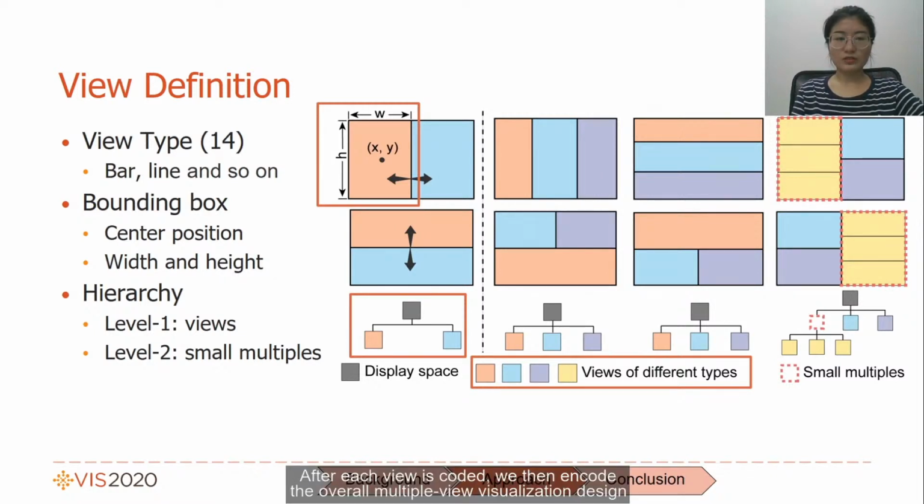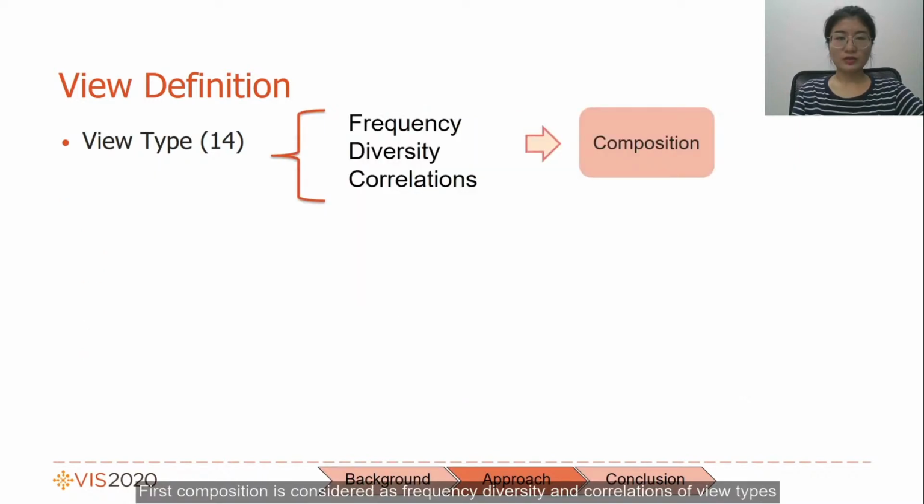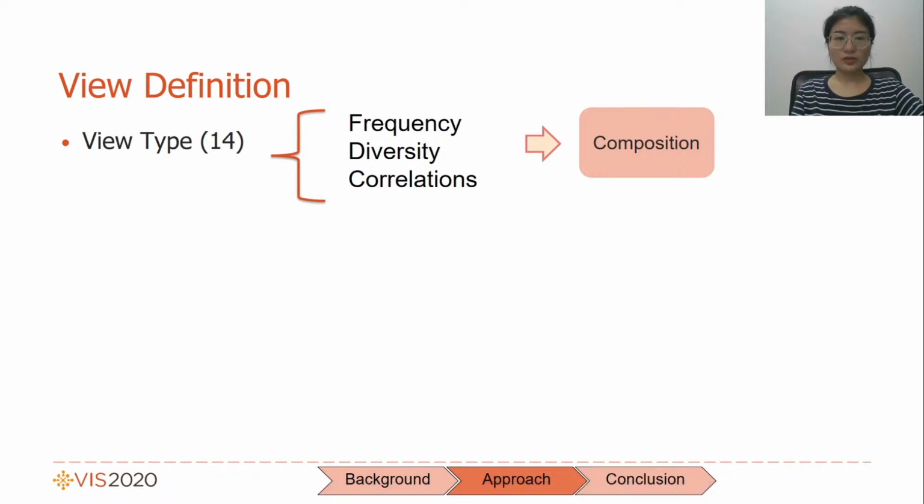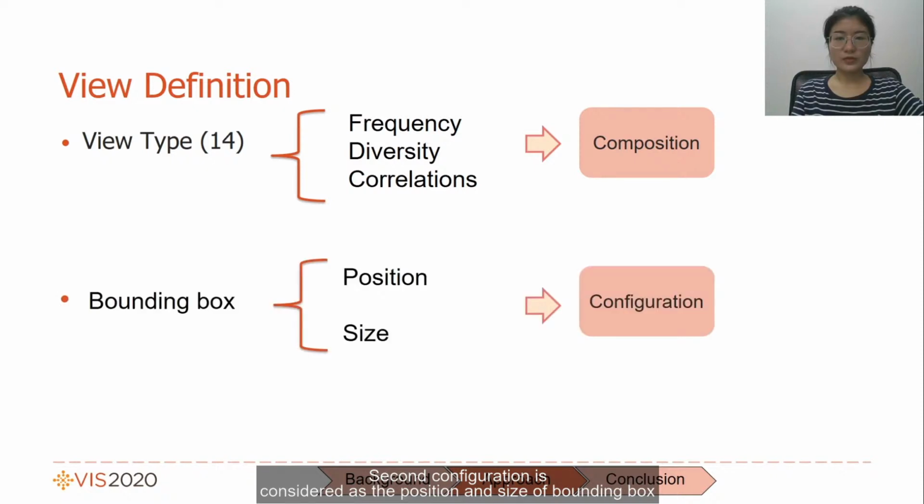After each view is coded, we then encode the overall multiple view visualization design. First, composition is considered as frequency, diversity, and correlations of view types. Second, configuration is considered as the position and size of bounding box.